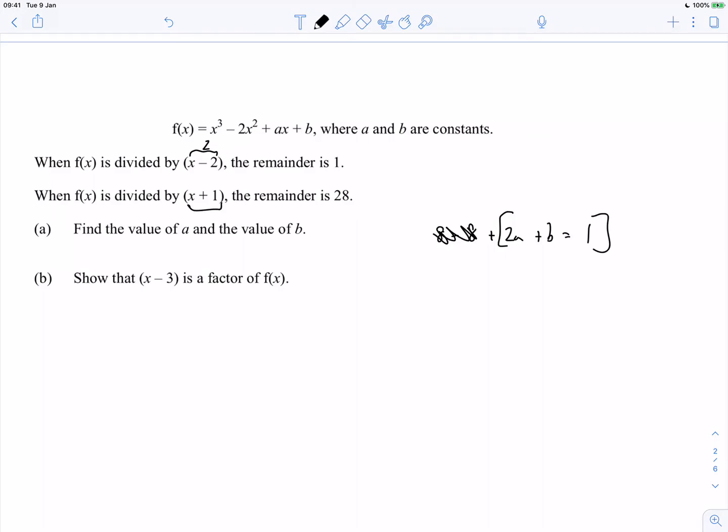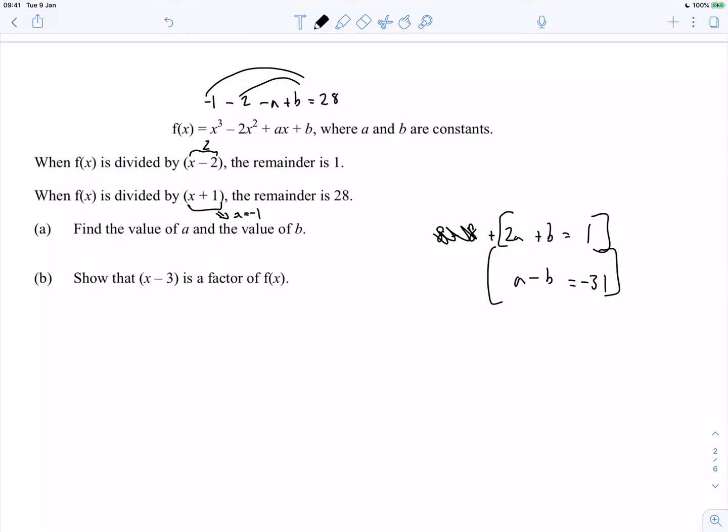And then x plus 1 equals 0 means that x equals minus 1 is what we need to sub in. So we're going to get minus 1 cubed minus 2 lots of minus 1 squared, which is minus 2 lots of 1, which is minus 2, minus a plus b, and that equals 28. So if I add 1 and 2 to both sides, it's 31. So I'm going to get minus a plus b equals 31. To make this easier, I'm going to times everything by negative 1, so it becomes a minus b equals negative 31.